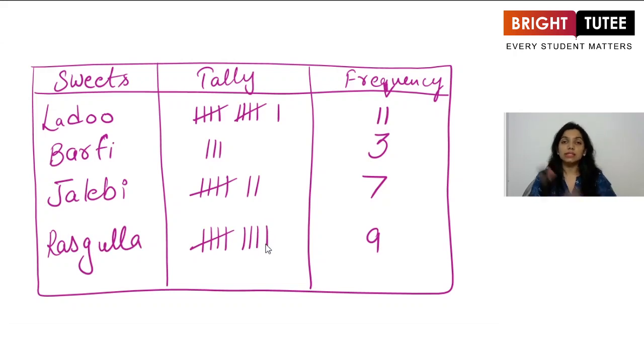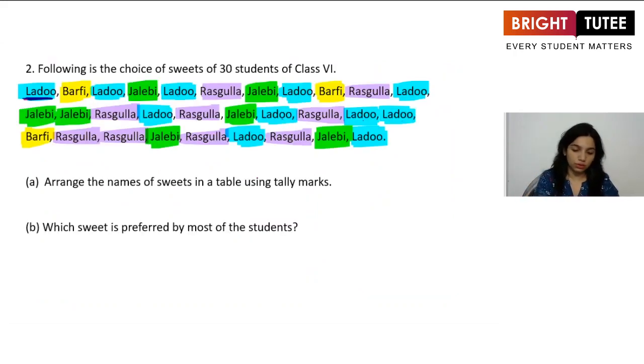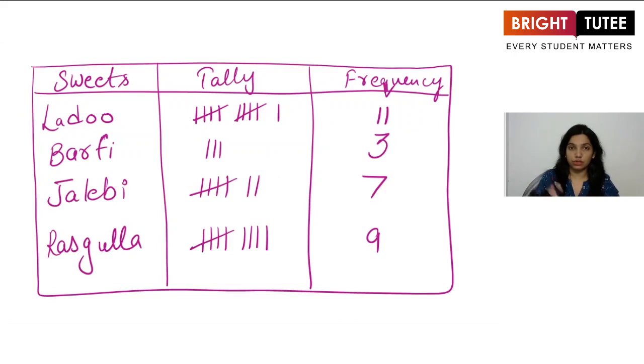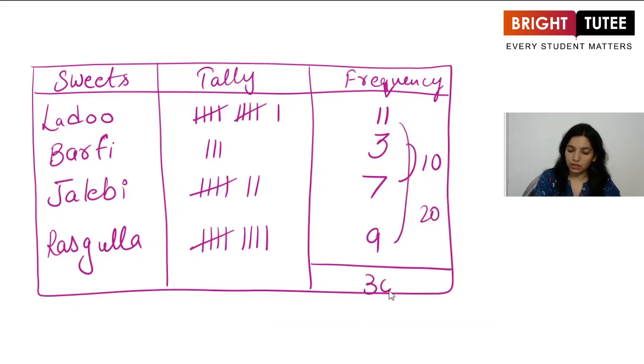Okay, so this is the tally table that we have made for the sweets that are preferred by how many students? That is for 30 students. Let's confirm we have taken all the students in consideration by finding out what is the total of them all. So it is 7 plus 3 is 10 and 11 plus 9 is 20. So the total number is 30. So we have taken all the students in consideration. Okay, this confirms that we haven't left any of the data unattended.